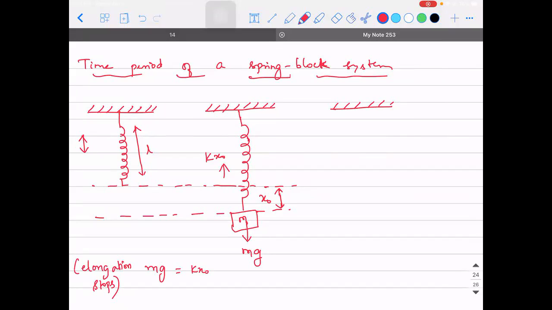Now what will happen if I apply an additional force in the direction of mg and release it? If I apply an additional force in this direction, that is to the already existing mg, if I pull it with my hand in the downward direction, what do you think will happen to the spring now?